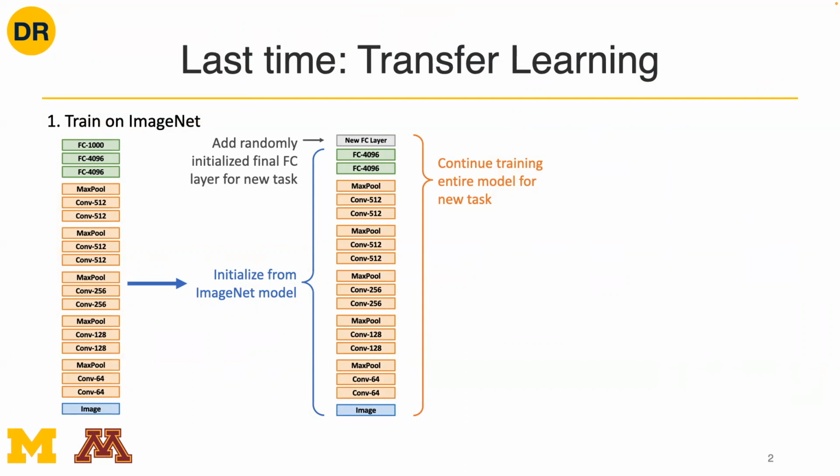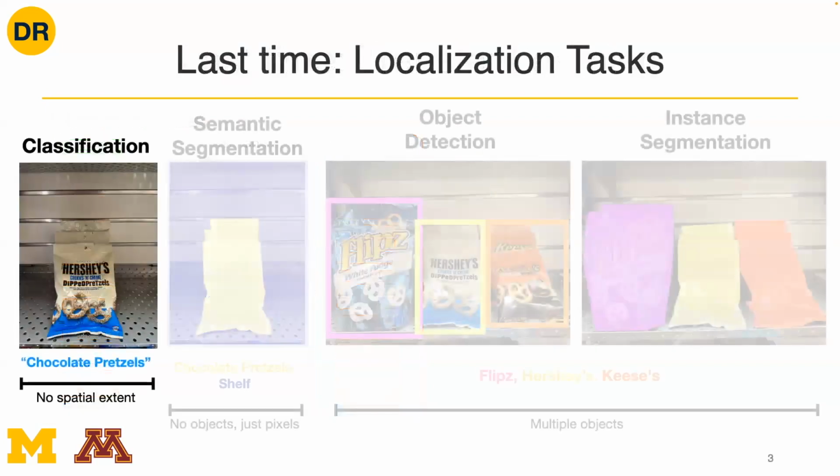Or in the fine-tuning case of transfer learning, you could take these pre-trained weights and then train the entire pre-trained network plus some new randomly initialized final fully connected layer, as a way to transfer from image classification to a lot of other tasks. And so we saw how image classification extends beyond just classification to even localization tasks like object detection, which we started talking about in the last lecture.